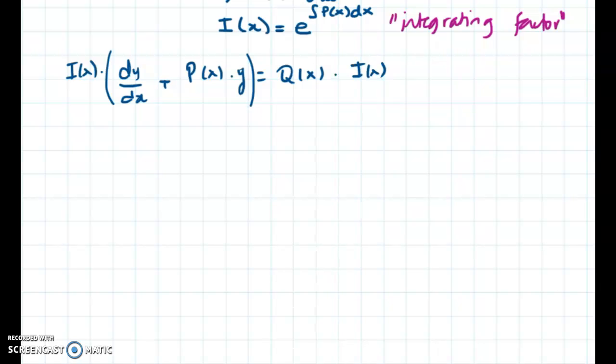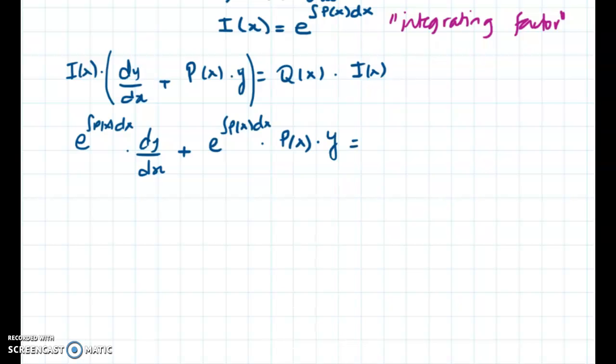So expanding and writing what the integrating factor actually is, we have the integrating factor times the derivative of y with respect to x plus the integrating factor times the function p times y, and then on the other side q of x times the integrating factor. Over there we don't really need to see what it is, so I keep writing I just to make it short. So on the left-hand side, this is what we have, the result of applying the product rule.